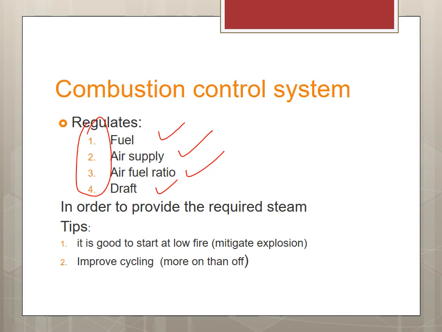The air supply is controlled by a damper. The air fuel ratio is also controlled by a damper, and a regulator which will open and close the valve for the fuel and also control a damper as well. Fuel can be regulated by pressure if it's gas, or by the quantity being pumped, regulated by a nozzle. This can also be regulated by pressure for oil or gas.